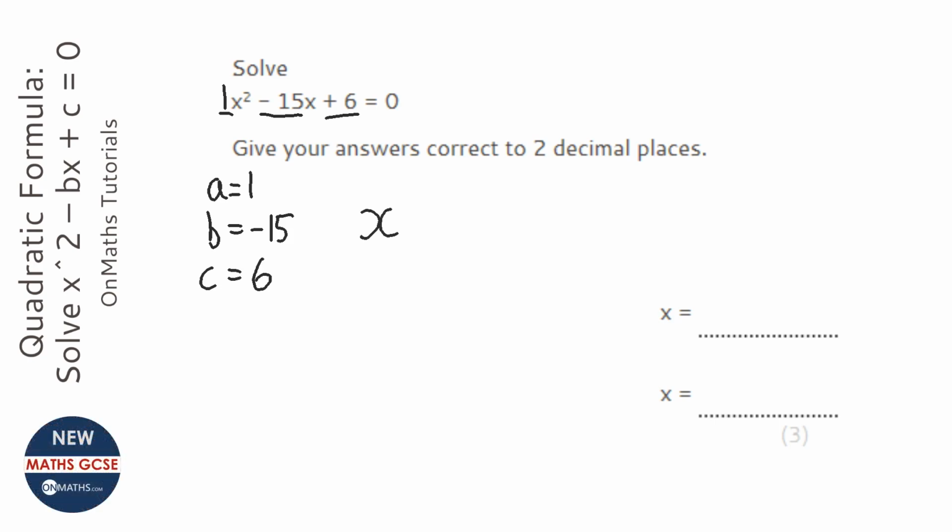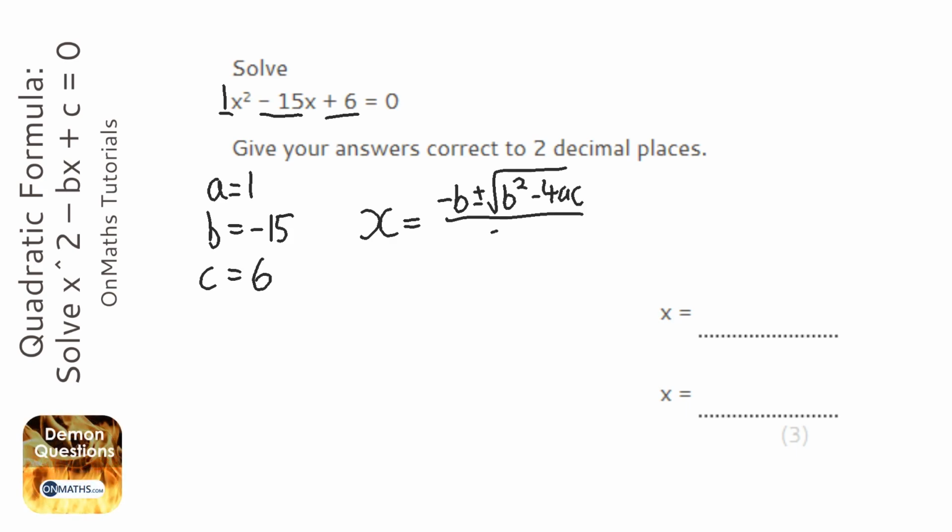Then I'm going to put those into the quadratic formula, which is minus b plus or minus the square root of b squared minus 4ac, over 2a. Now I'm going to do it all on my calculator. So I get my calculator out.